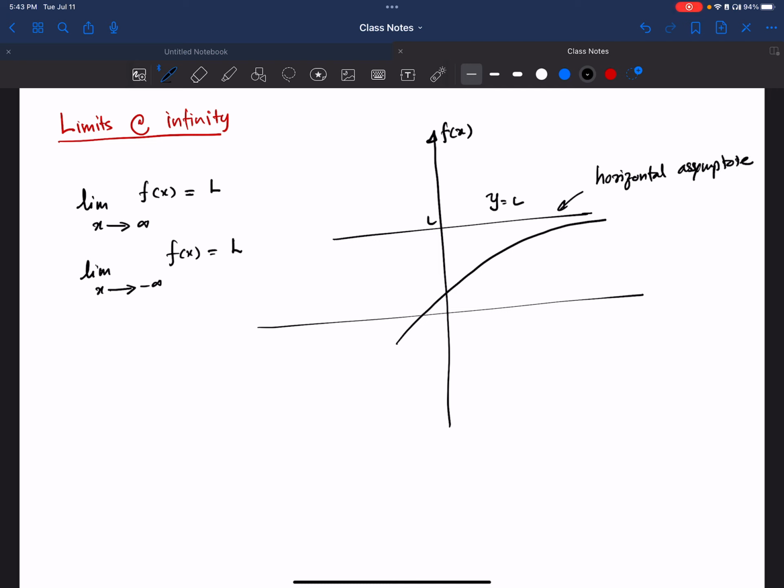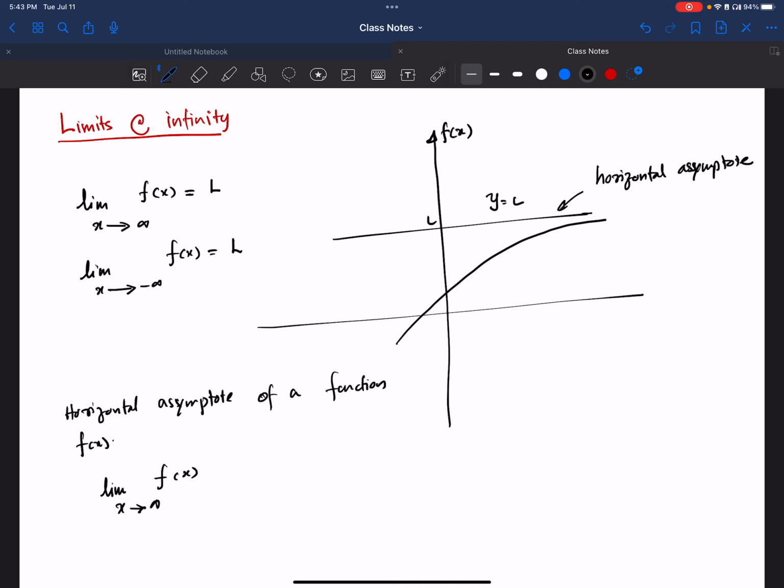So if you're asked to find the horizontal asymptote of a function f(x), what you would do is find the limit as x goes to infinity of f(x), and then you'll get some number that's your horizontal asymptote.